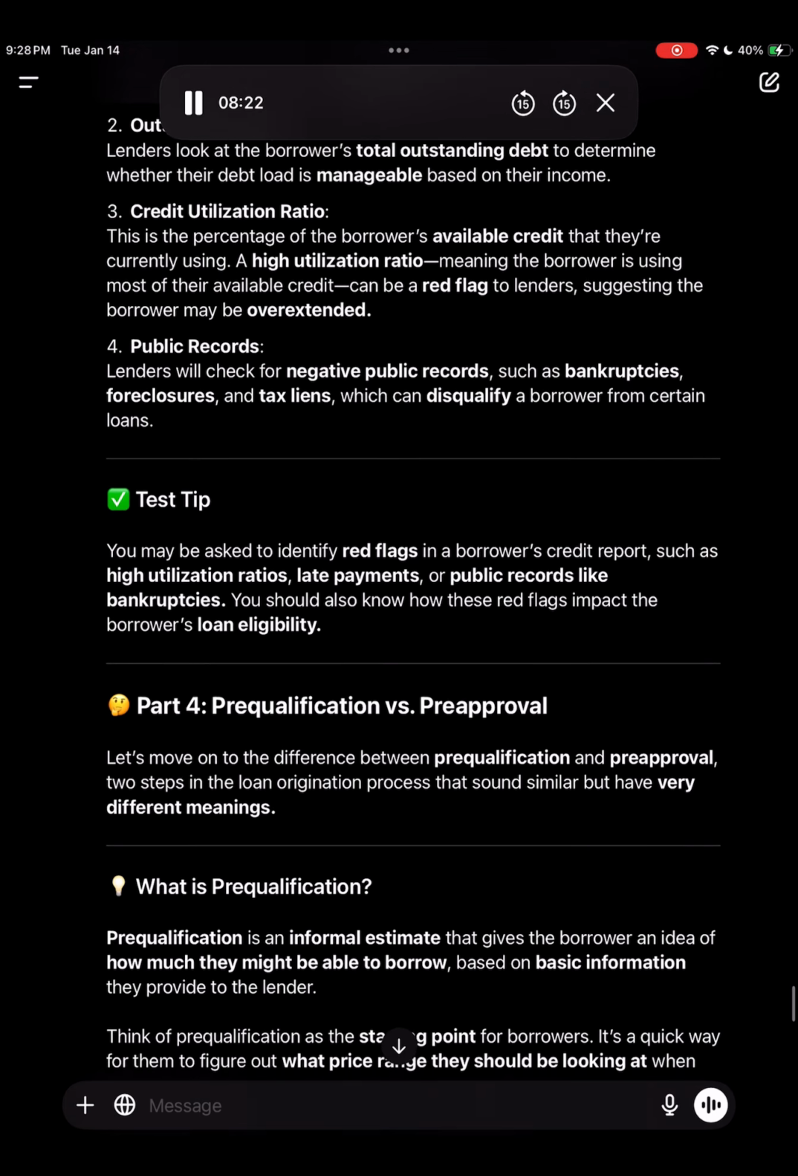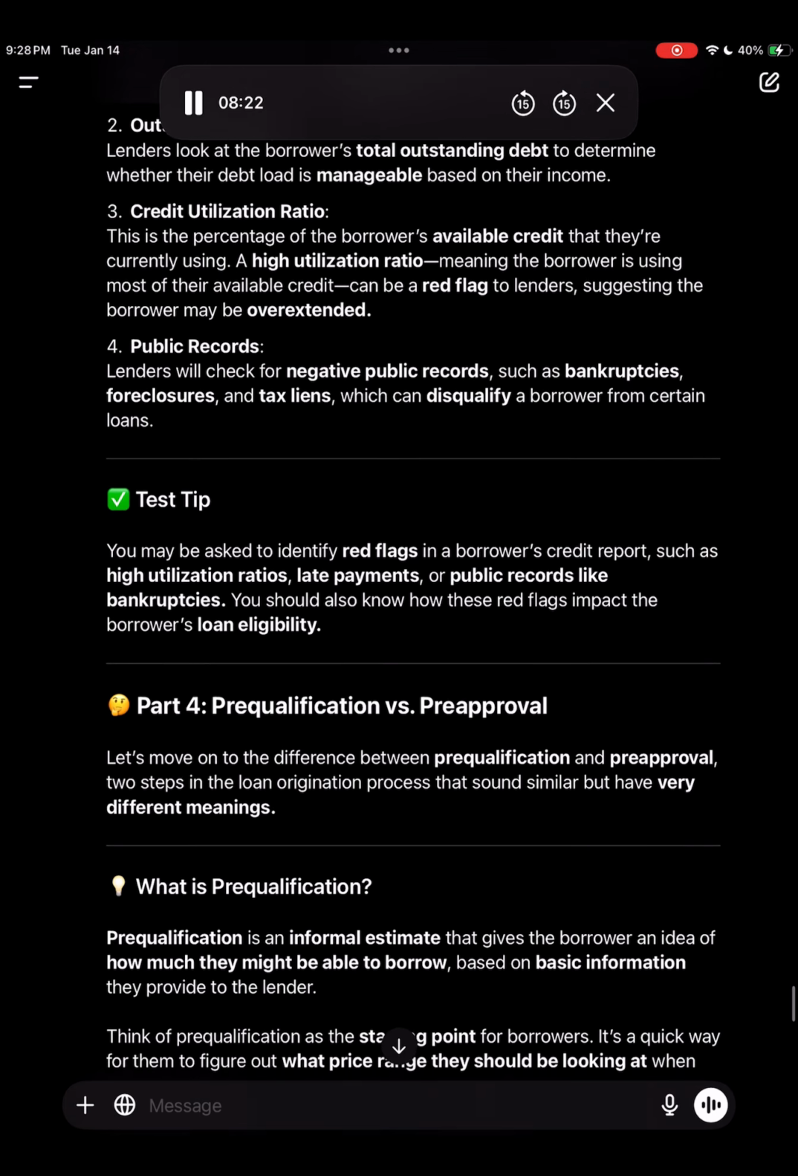Here's what you need to know about pre-qualification. No credit check is required. It's based on self-reported income and assets from the borrower. It's not a guarantee of loan approval. Because there's no verification of the borrower's financial information, a pre-qualification is less reliable than a pre-approval.